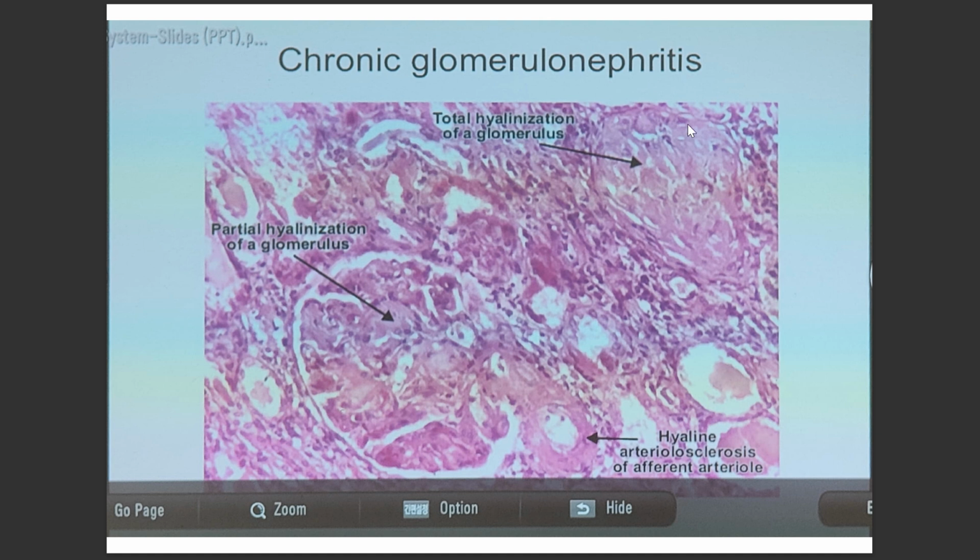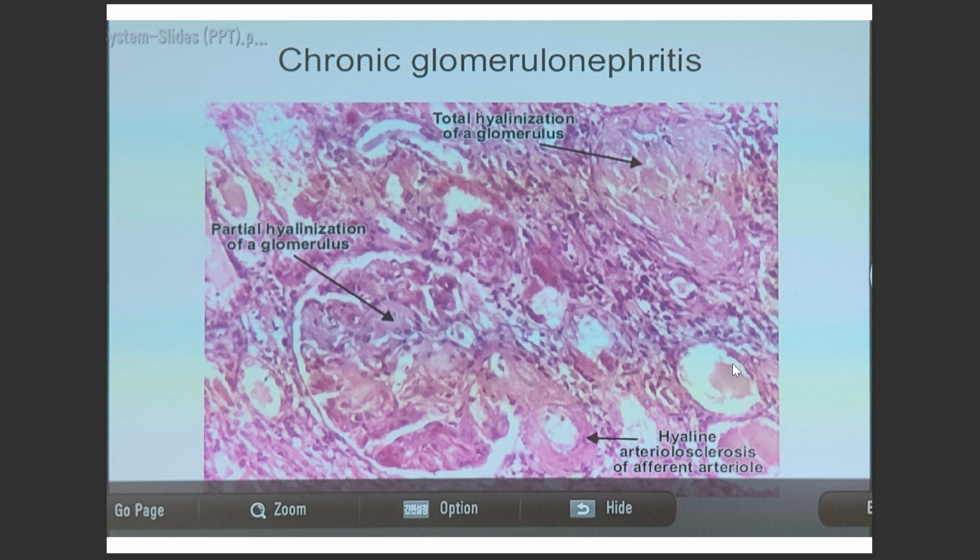Here you see that total hyalinization has occurred in this glomerulus. But in this glomerulus, at this point and this point, hyaline deposition has occurred. So it is called partial hyalinization of the glomerulus, and this is called total hyalinization of the glomerulus.